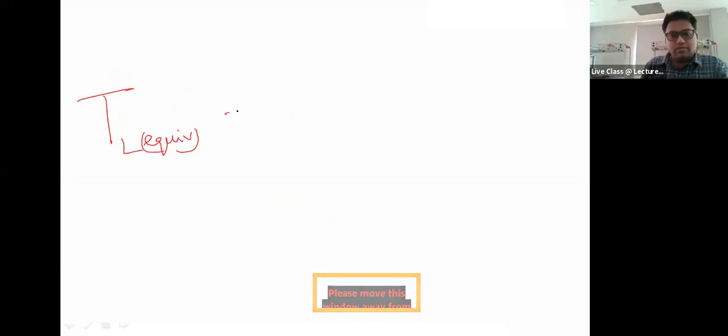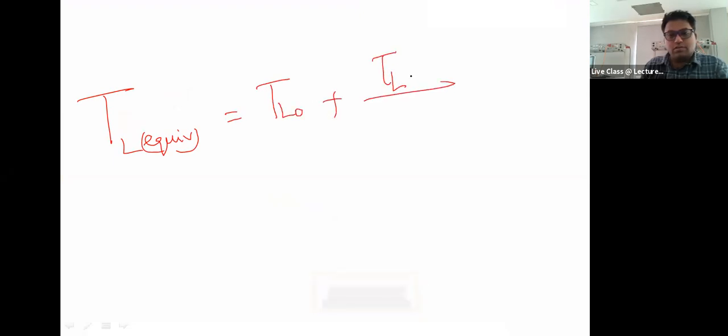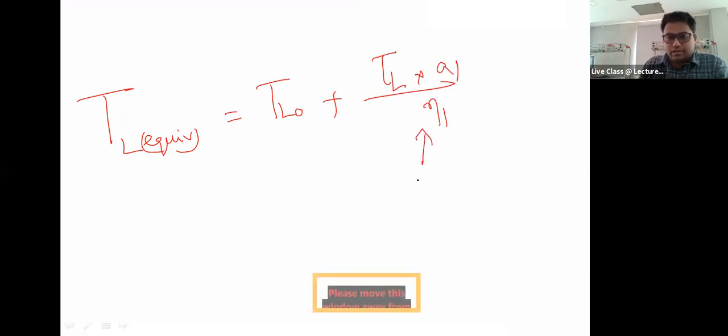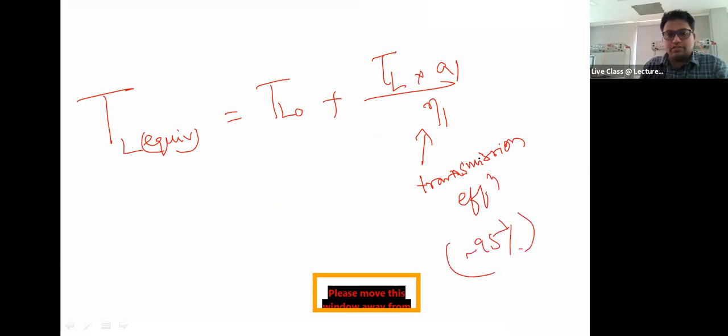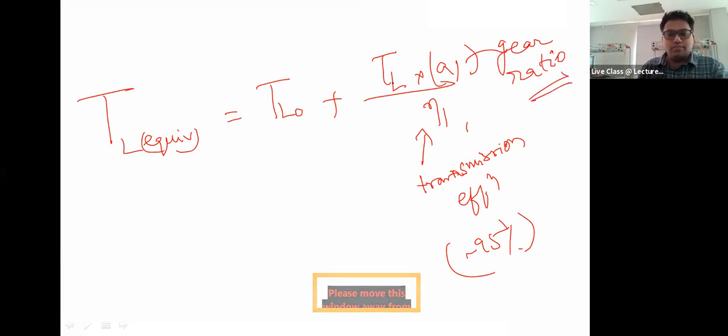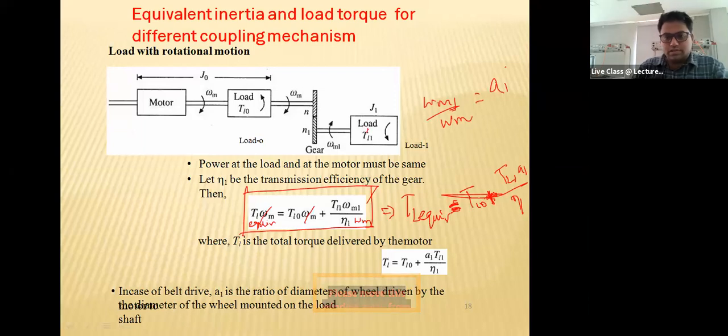So it's TL equivalent, it equals TL0 plus T load, that is the load torque, into A1 by N1. So this is the transmission efficiency, approximately 95% for most gear ratio type of systems. And then this is the gear ratio, right? So how did it come? I hope you could understand.